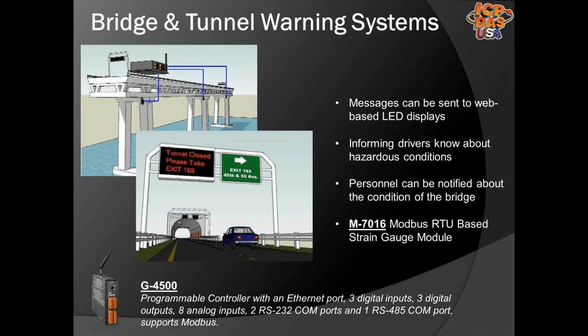In bridge emergency warning systems, seismic switches or strain gauge modules are installed along bridges and are networked together over Ethernet cabling to G4500 cellular-based programmable controllers. In case of earthquake or damage, messages are sent out from the controller to web-based LED displays, which inform drivers about hazardous conditions. SMS text messages are sent out to proper personnel so they can address the situation, block off, and repair the bridge.